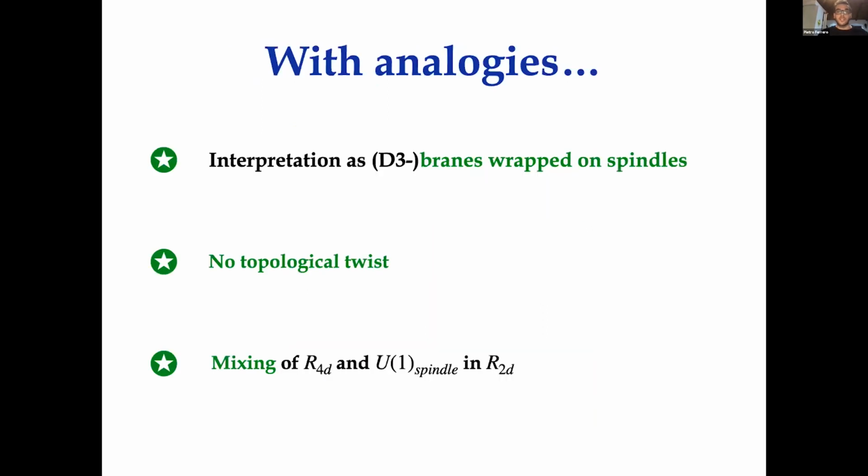There are some analogies between the D3 branes and the M2 branes case, or AdS3 versus AdS2. The first is that we still have an interpretation for our supergravity solutions as branes wrapped on spindles. Even in this case, we don't have a topological twist, and we still have a mixing between higher and lower dimensional symmetries and the isometries of the spindle.